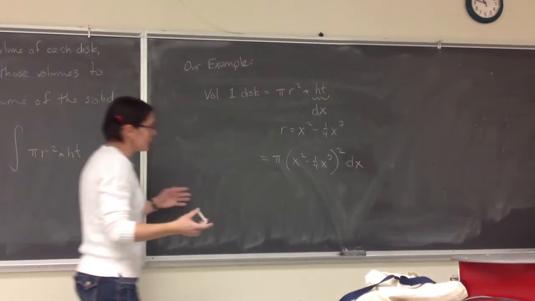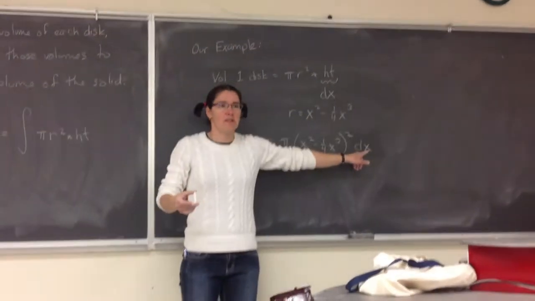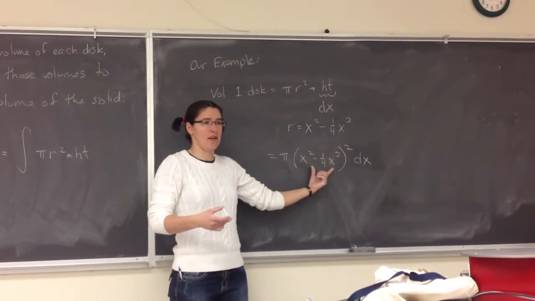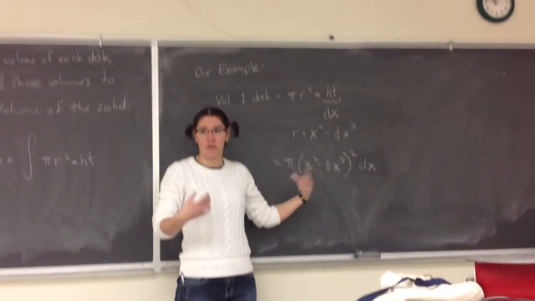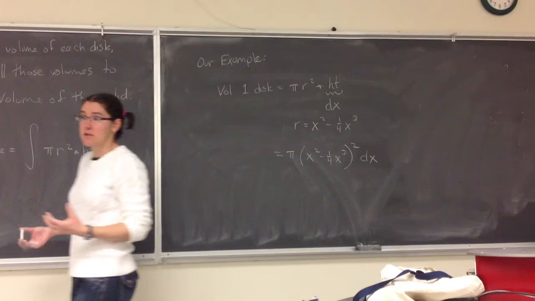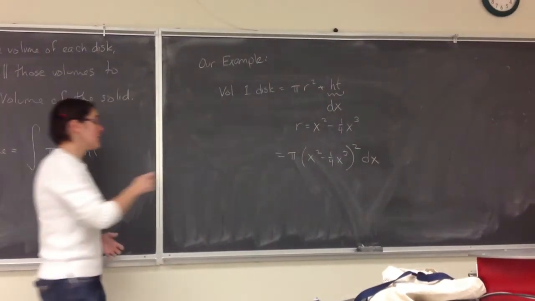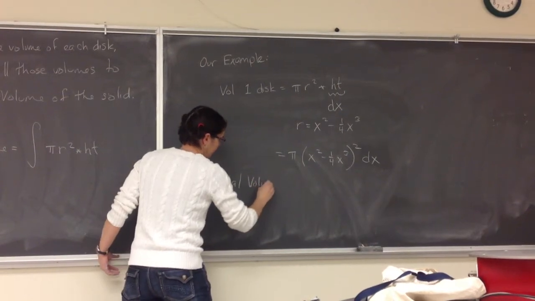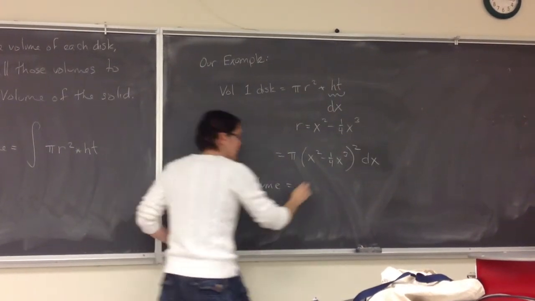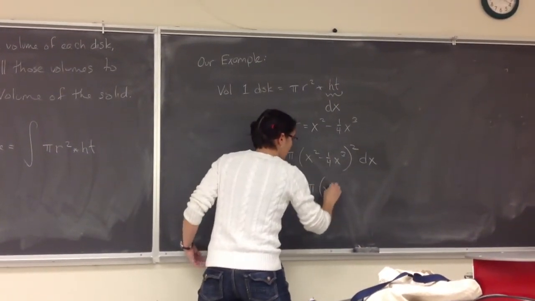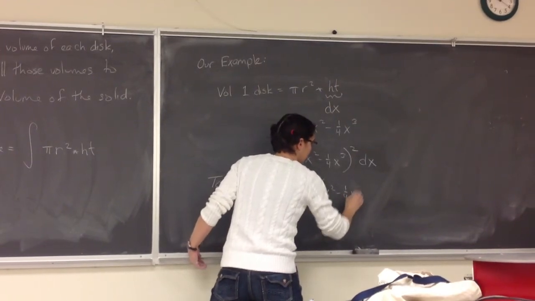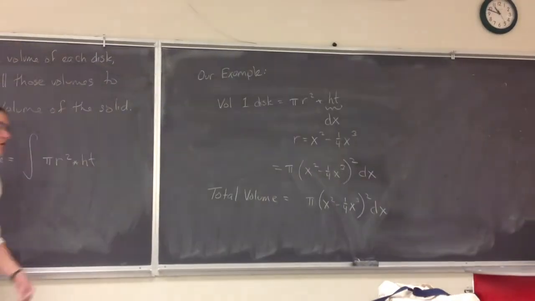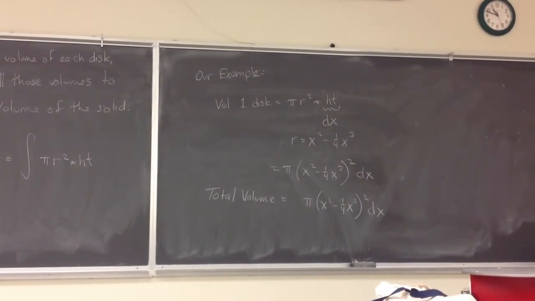Okay, so things are looking good because notice that the thickness here is dx, and the variables that I have inside here that have to do with my radius are also x values, so that's good. I need for my variables to match up. And so now our total volume is going to be the volume of one disk, a symbolic disk, which is pi times (x squared minus 1/4 x cubed) the whole thing squared, dx.